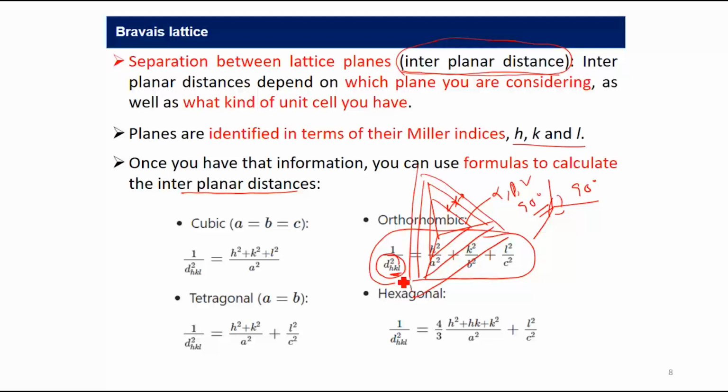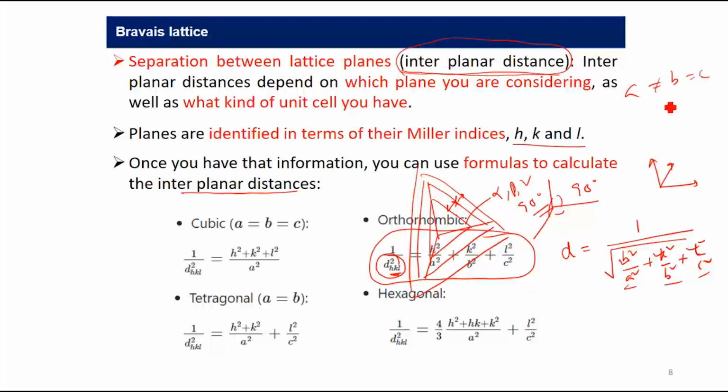HKL refers to the Miller indices. It is given by d equal to 1 by root over h square by a square plus k square by b square plus l square by c square, where h, k, l are the Miller indices, and a, b, c are the lattice parameters. In the Bravais lattice table, we used to say a not equal to b equal to c. These things I'm talking about, a, b, and c.